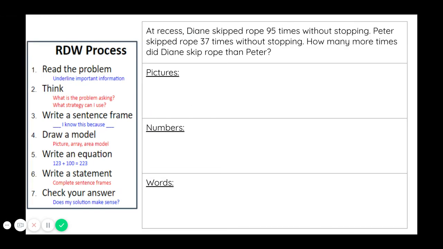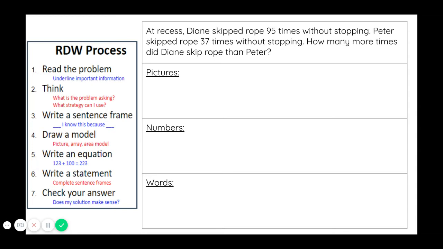I'm going to go through 2 problems. These problems are in the pages in your week 4 packet. So if you'd like to get out your week 4 packet right now, pause the video and you can do it along with me. So I'm going to start with step 1, read the problem. I know I need to read it 3 times and underline important information.